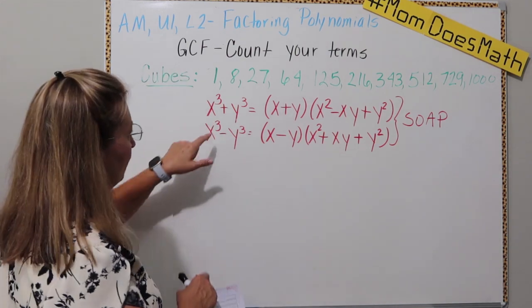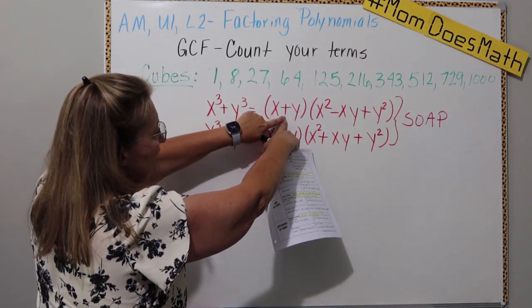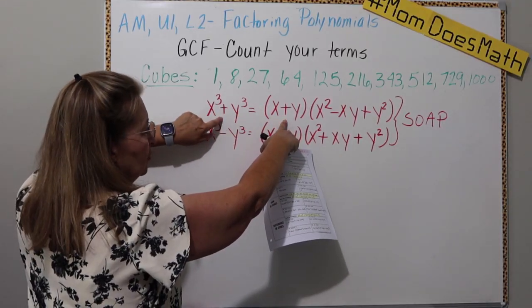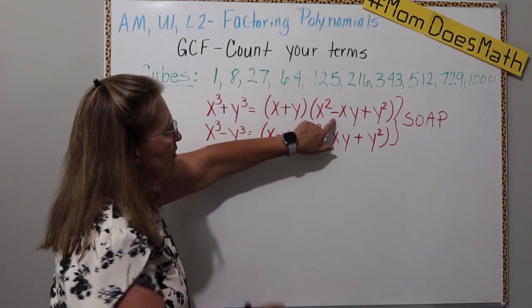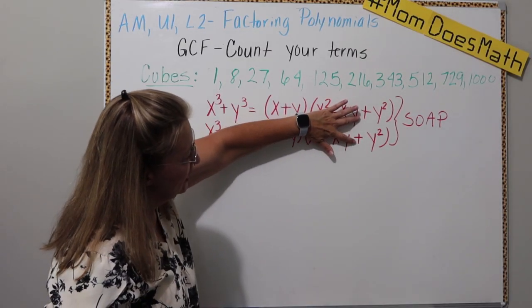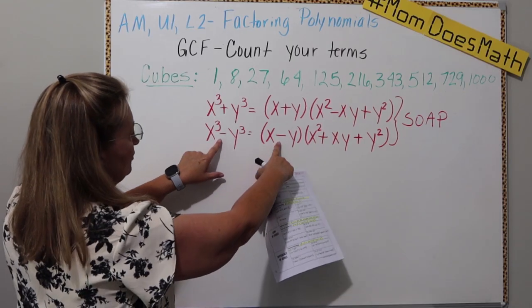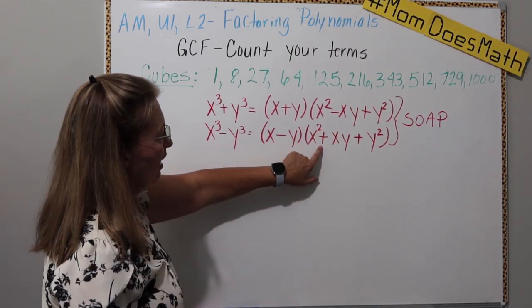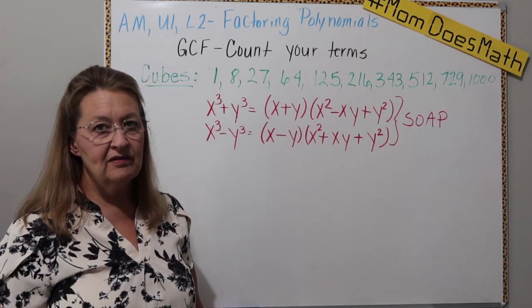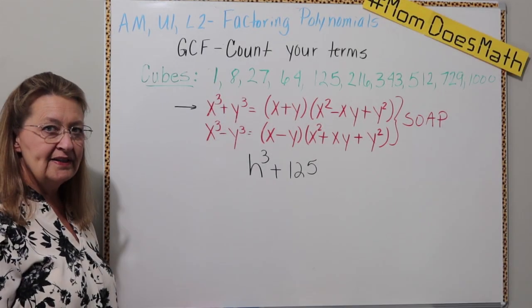What does that mean? Well, if you look at this, this sign is always the same as what you started with. This one is always the opposite of that. And these last two signs, they're always positive. Same thing here. These are the same. This is the opposite. This is always positive. So that may help you out. All right, let's look at example 7.